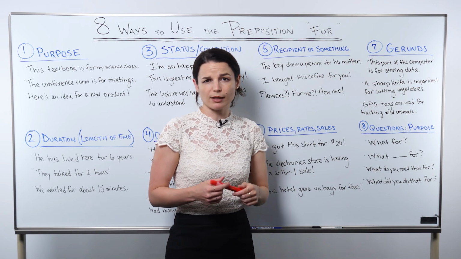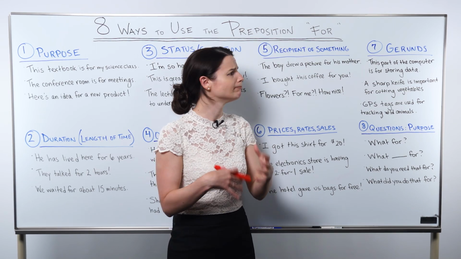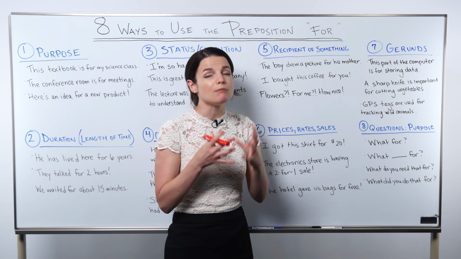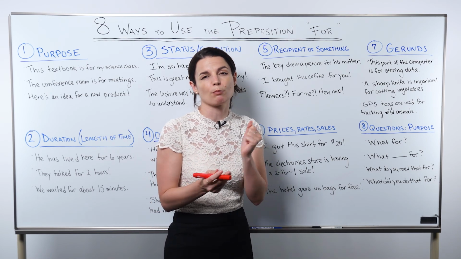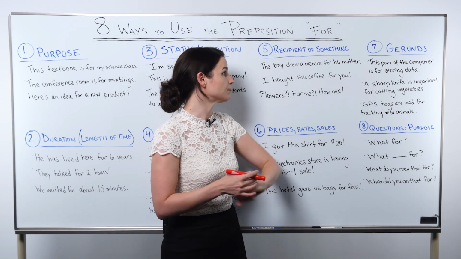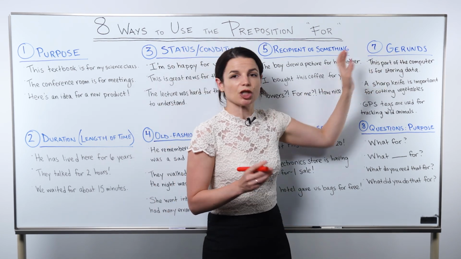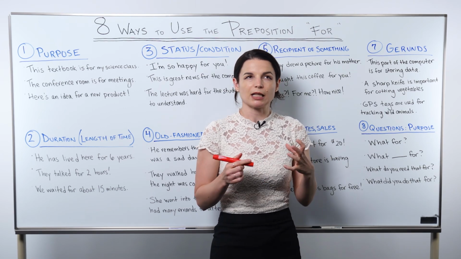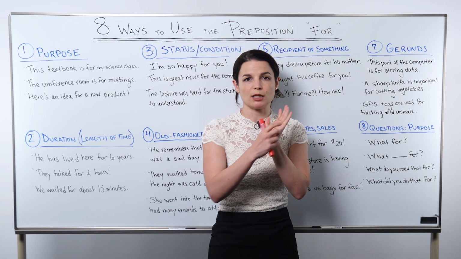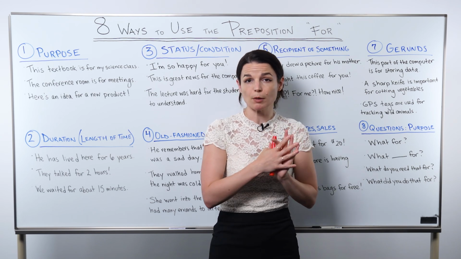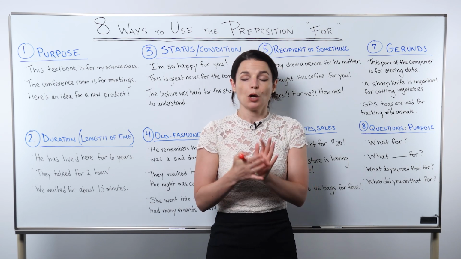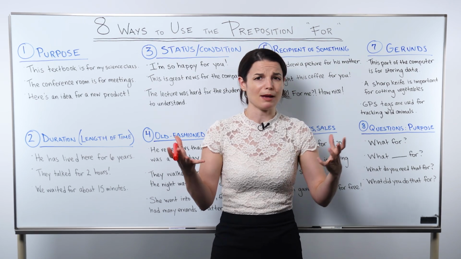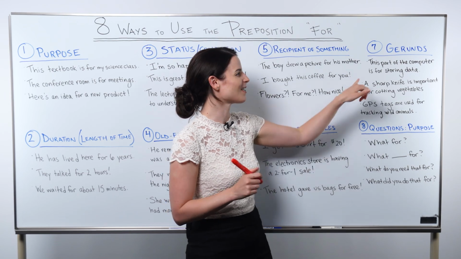The last 2 points I want to talk about are kind of more grammatically focused. So it's not so much about the meaning, but rather the grammatical purpose of the preposition. So we use the preposition for with gerund. If you don't know what a gerund is, that's when you take a verb and you use it in the ing form, but you use it as a noun. When we do this, we use for before that word. So what does that mean? What does that look like? Let's look at some examples.